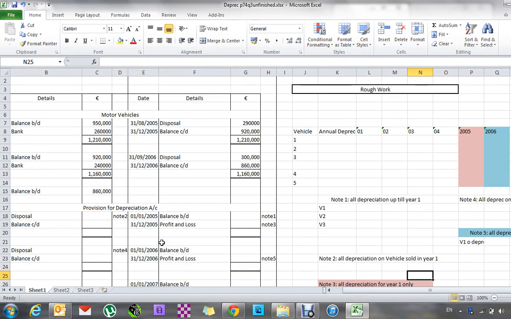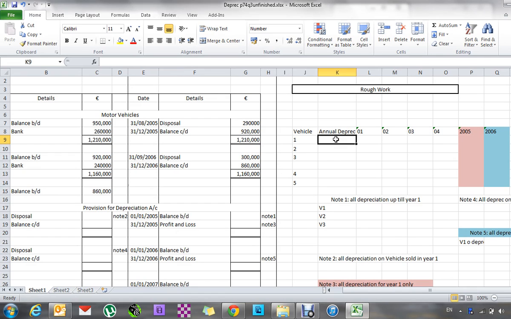Okay, this is part 2 of question 3, straight line depreciation, from page 74. Now I need to do my rough work, so that I can put the numbers from all of my notes and calculations into my provision account over here. So I need to work out my annual depreciation.